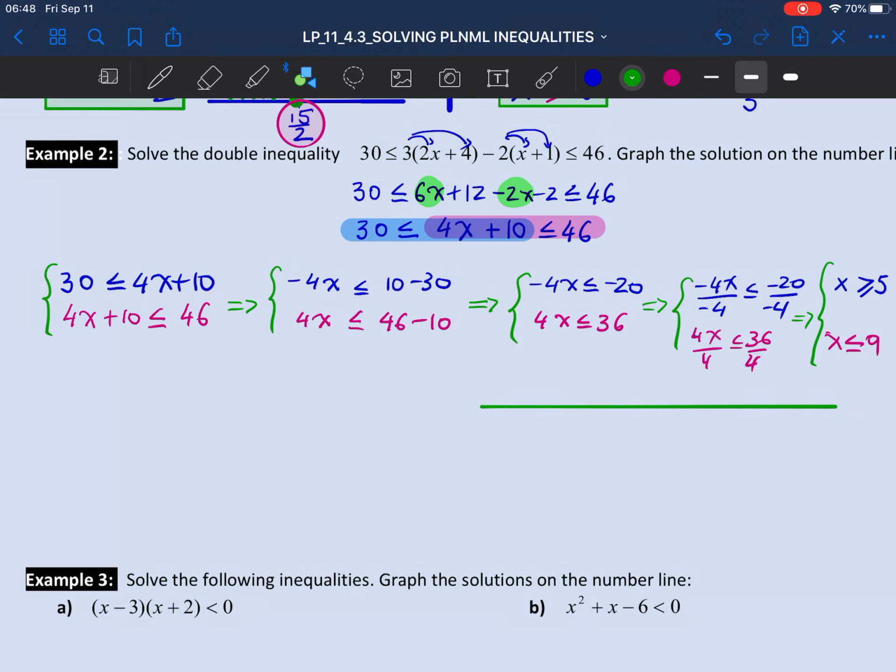Okay, and I will place the numbers 5 and 9 on the number line, but we don't have to scale. So 5 and then 9. So just place them in order.